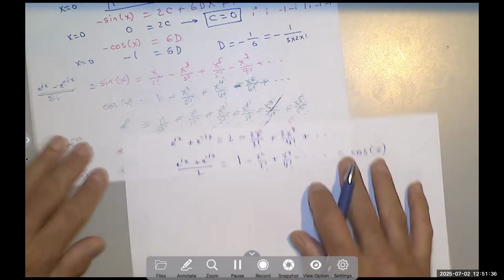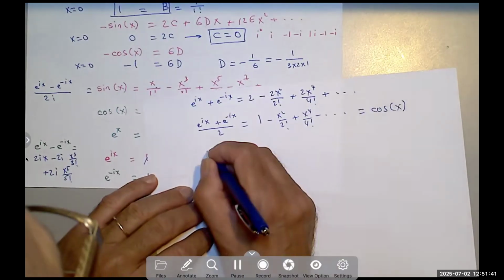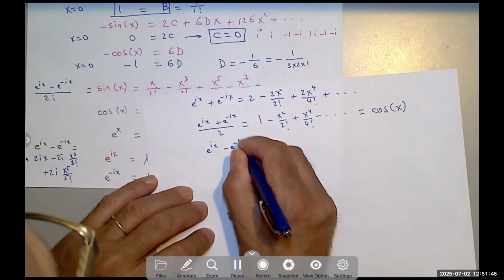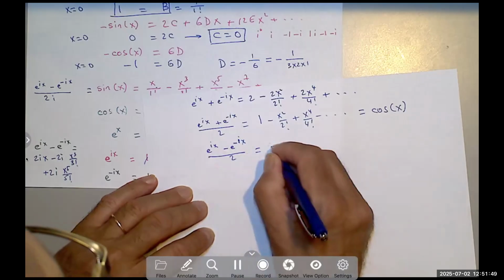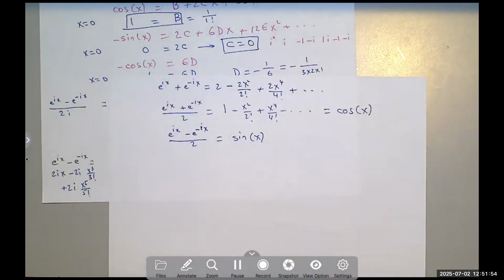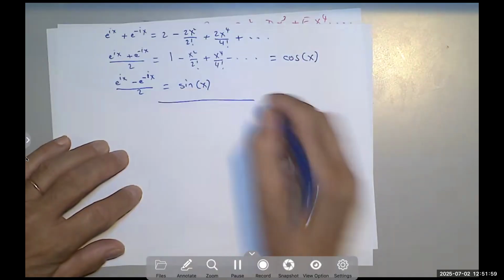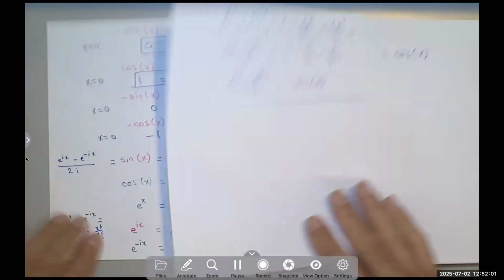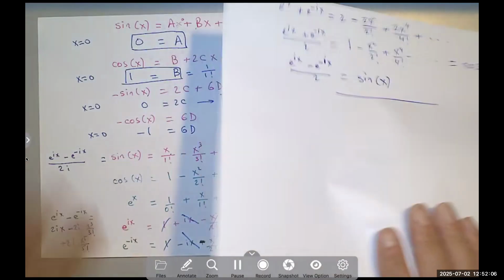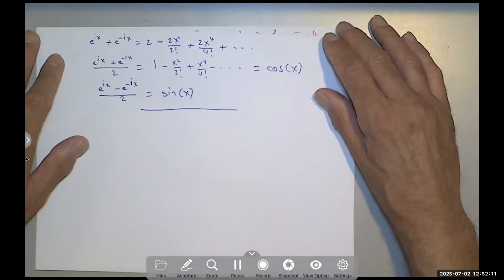So now we found an expansion for sine of x, which is e to the ix minus e to the negative ix over 2i, and an expansion for cosine of x using imaginary numbers. And that, I think I will stop here now. I'm sorry if that seems too complicated. You can re-watch it. If you watch it again, I think it would make sense to you.